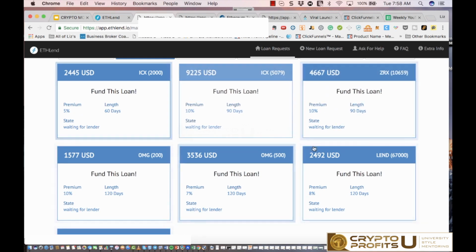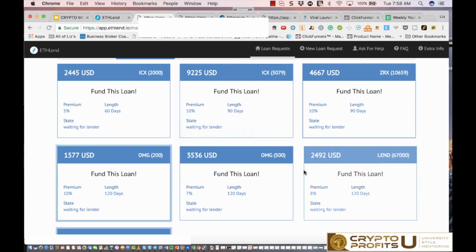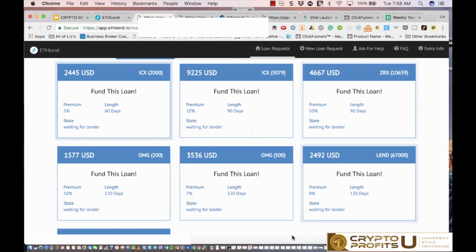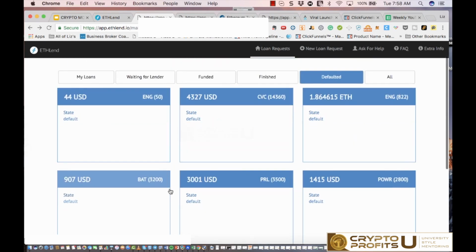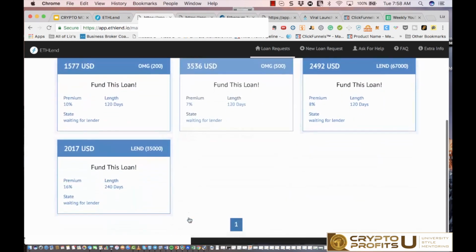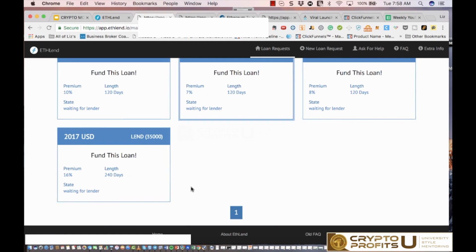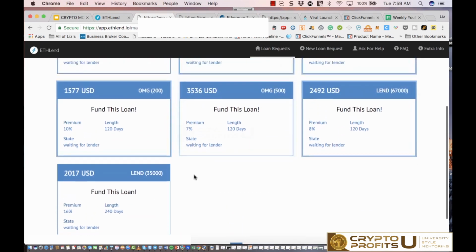10,000, and I'm going to look at the coins that I primarily have, so I have an idea what I would actually have to put forth. 67,000 Lend got 2,400 for 120 days at an 8% premium. 500 OMG is getting 35.36 for a 7% premium in 120 days. 200 OMG is getting 15.77 for a 10% premium in 120 days. So a lot of these guys are now asking for longer term loans. Let's take a look again. And 35,000 Lend got $2,000 for a 16% premium for 240 days.